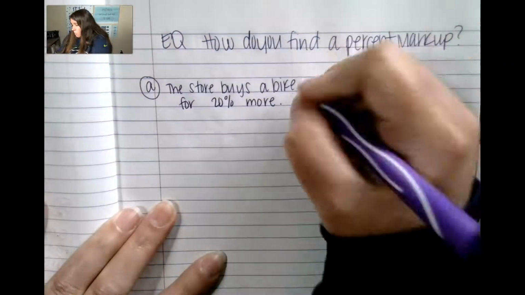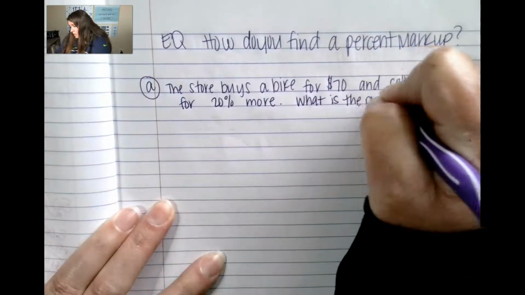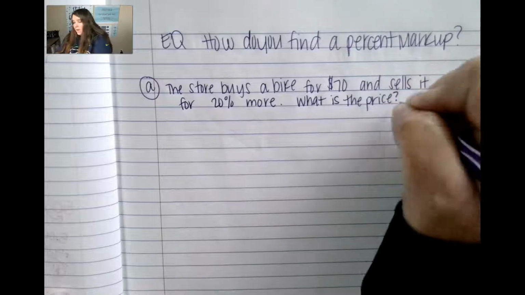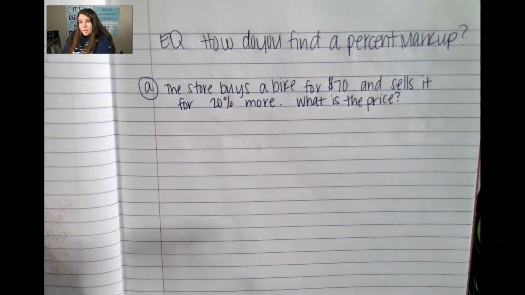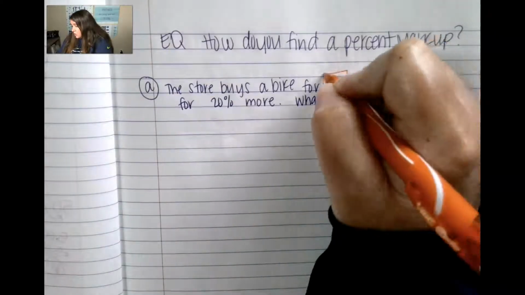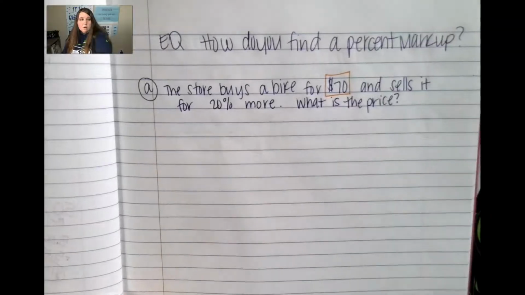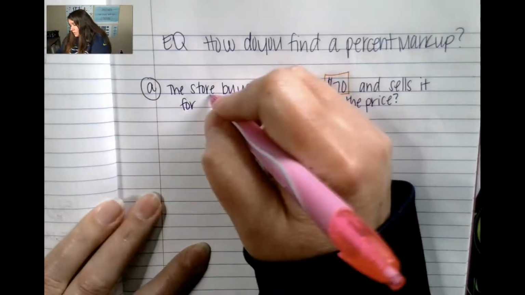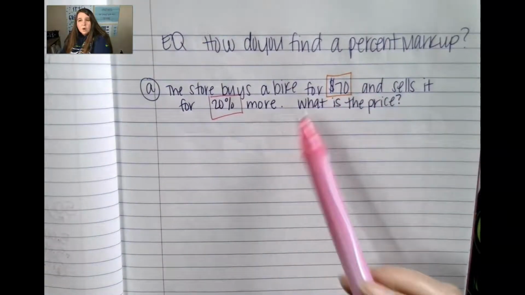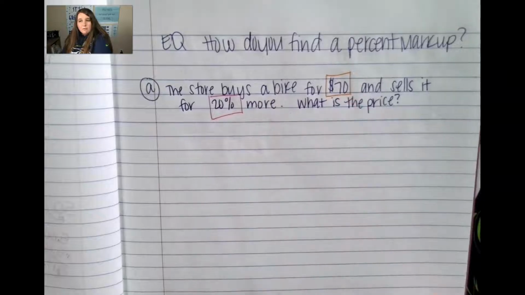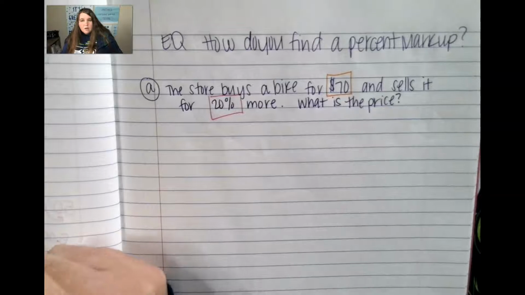So we're looking for the what is the price. What is the price that we purchase it for? Okay, so we have a store buys the bike for $70, sells it for 20% more. So we're going to figure out what this is. What is 20% of 70? So we're looking at what is 20% of 70.